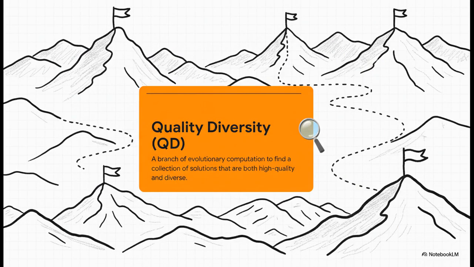This whole approach is called quality diversity, or QD. So instead of just trying to climb the single highest mountain, QD algorithms are all about mapping the entire mountain range, finding the highest point on every single peak, in every valley, and on every ridge.